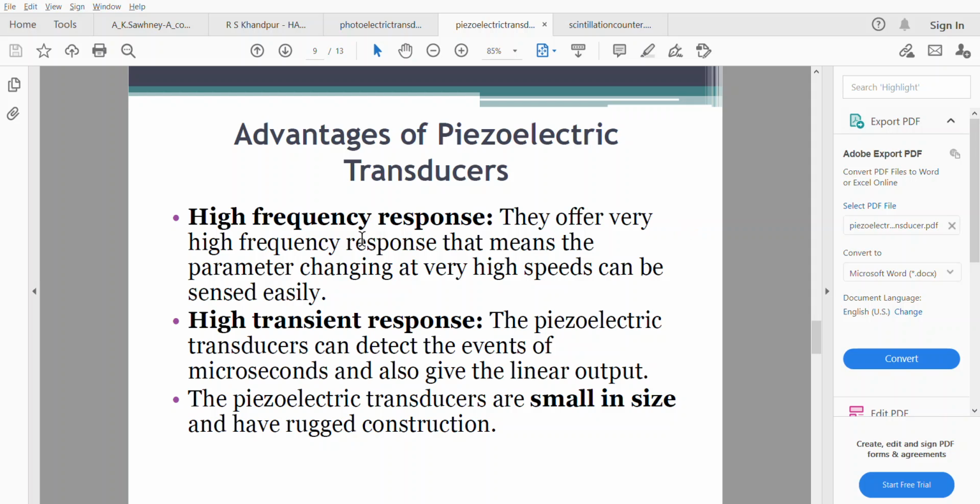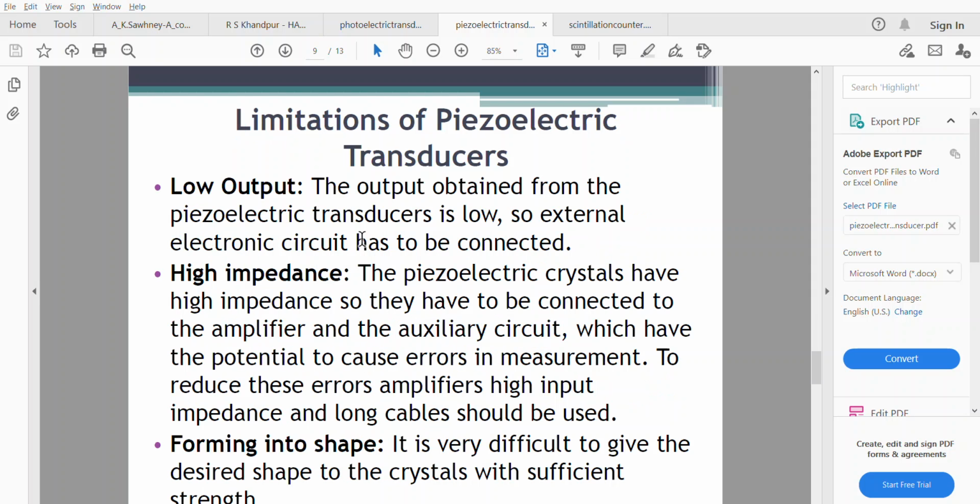Advantages of the piezoelectric transducer: high frequency response and transient response. They offer very high frequency response. That means a parameter changing at very high speed can be easily sensed. High transient response means the piezoelectric transducer can detect events of microseconds, and it gives a linear output. The piezoelectric transducer is small in size and has rugged construction.